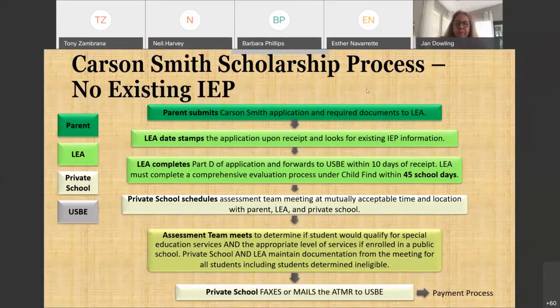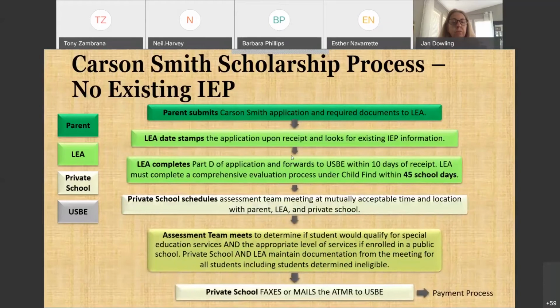Once the application is submitted to the correct LEA, the LEA will then date stamp the application upon receipt, and then they start looking for the existing IEP information. The responsibility of Part D is on the LEA. The LEA completes Part D, so parents do not complete Part D of the application. And then they forward this on to us, USBE, within 10 days of receipt. Then the LEA must complete a comprehensive evaluation process under Child Find within 45 school days of receipt of the application.